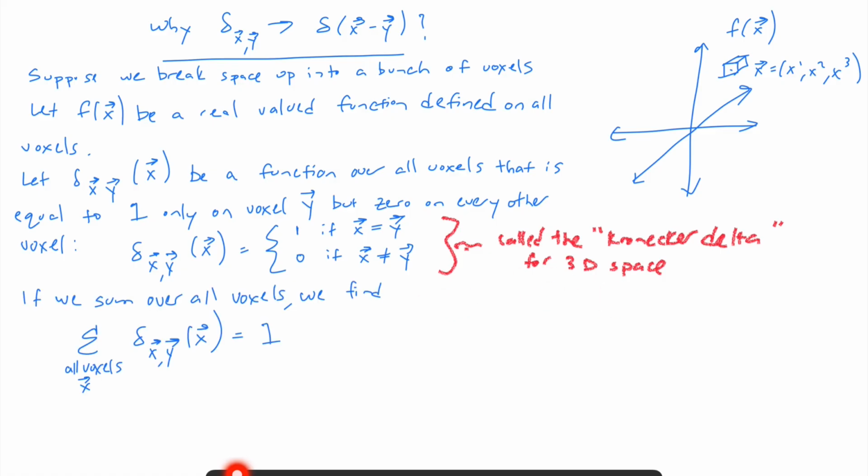A lot of times we're going to have to sum over all voxels and add the value of a function at each voxel. So when we do that, if we add over all voxels, this voxel, this voxel, this voxel, let's just say this is the voxel y, where the function is equal to 1, then only in this voxel will we get the number 1. When we add all the other ones, we'll obviously get 0. 0 plus 0 plus 0 plus 0, plus 1 equals 1. And that's what we get here.